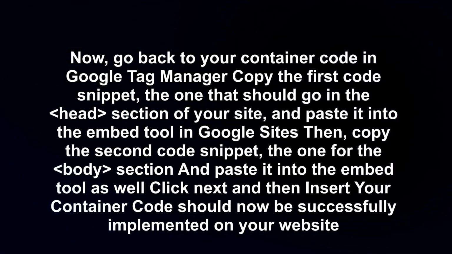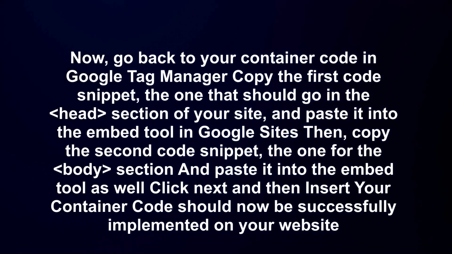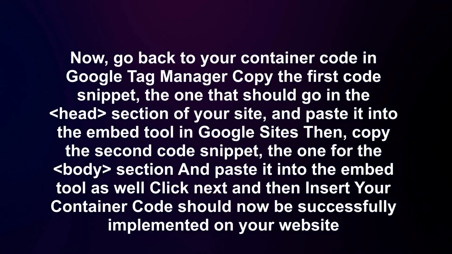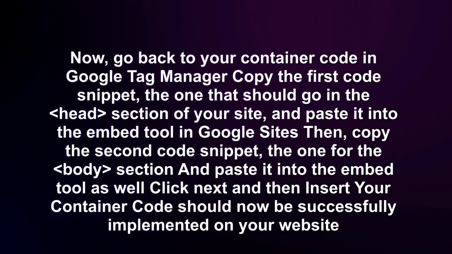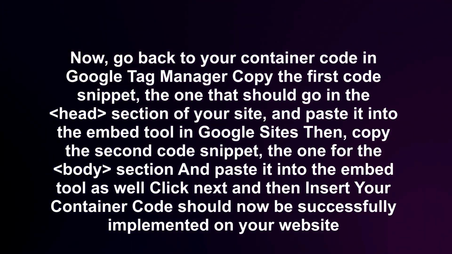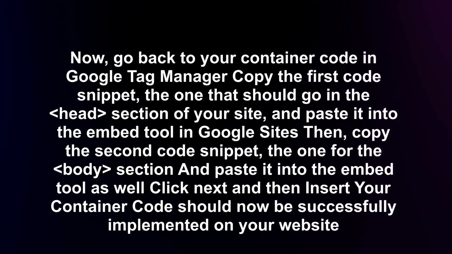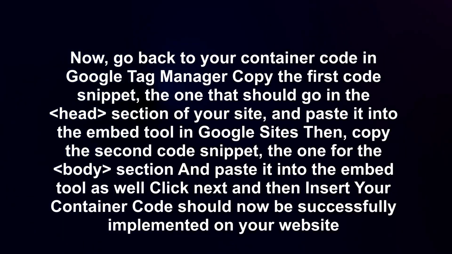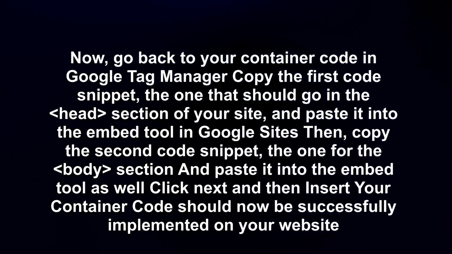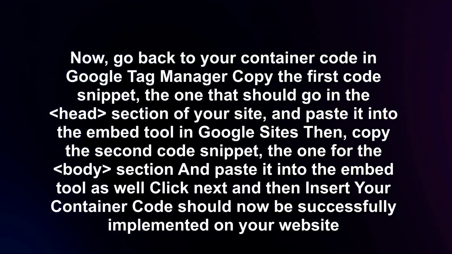Now, go back to your container code in Google Tag Manager. Copy the first code snippet, the one that should go in the head section of your site, and paste it into the Embed tool in Google Sites. Then, copy the second code snippet, the one for the body section, and paste it into the Embed tool as well. Click Next and then insert.